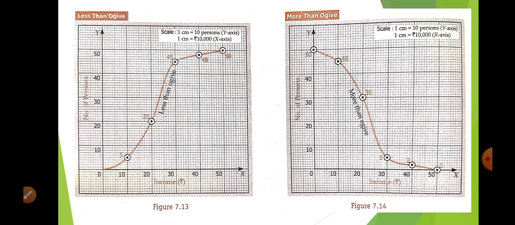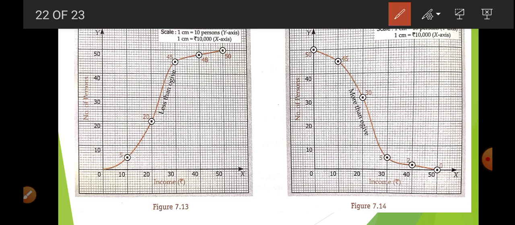Now we are going to plot this on the graph paper. In the less than ogive, we are going to get an upward sloping line, and in case of more than, we are going to get a downward sloping line.